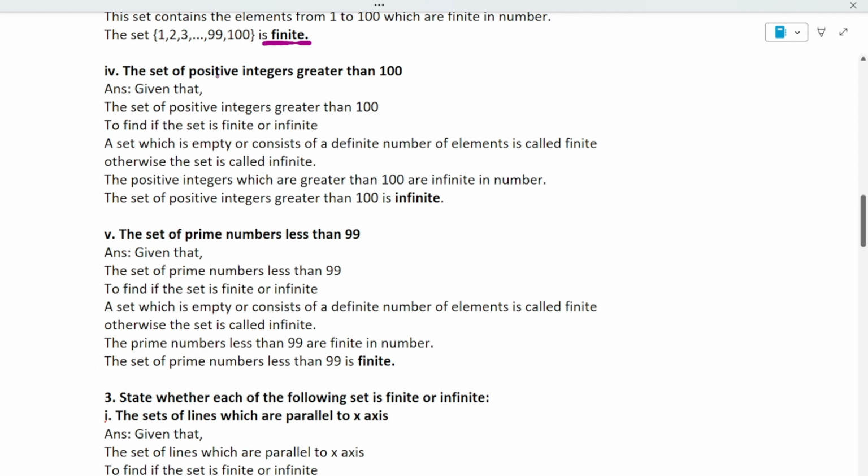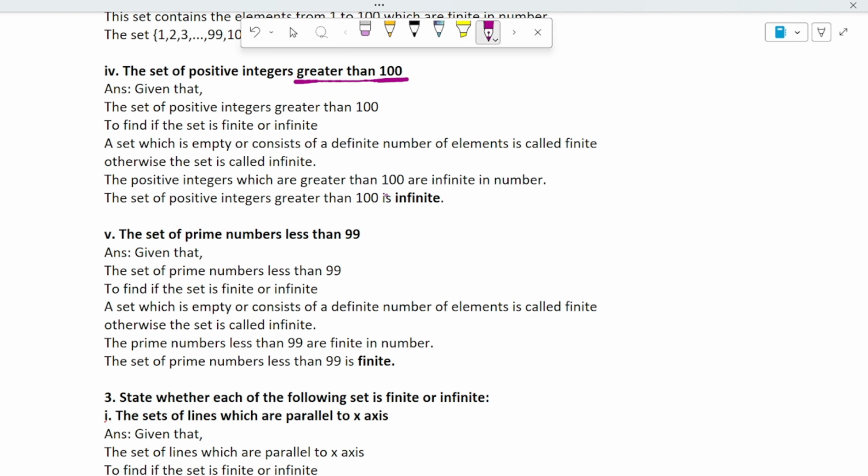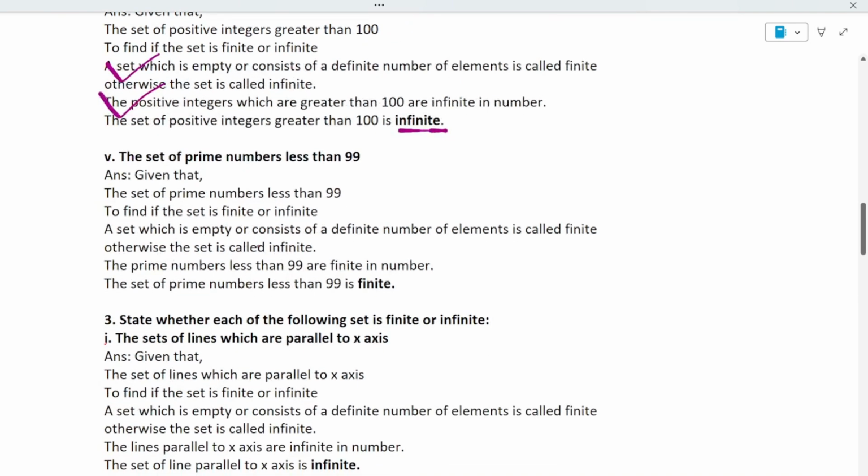The set of positive integers greater than 100. They have mentioned positive integers that are greater than 100. You can take 101, 102, 103, 104, 105, and you can go till infinity. They have not mentioned what the ending is, like you should take up to this or that. So you can take up to infinity, so we call this infinite. Write this definition, write the question given, and you can carry on.